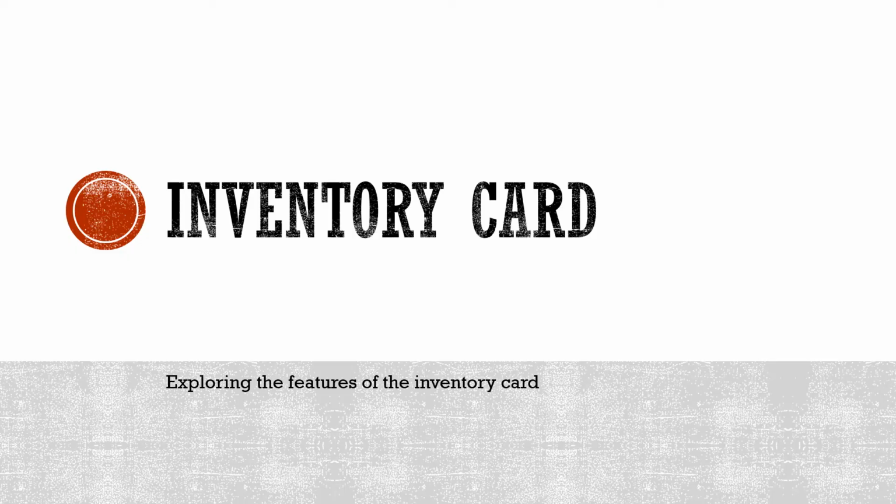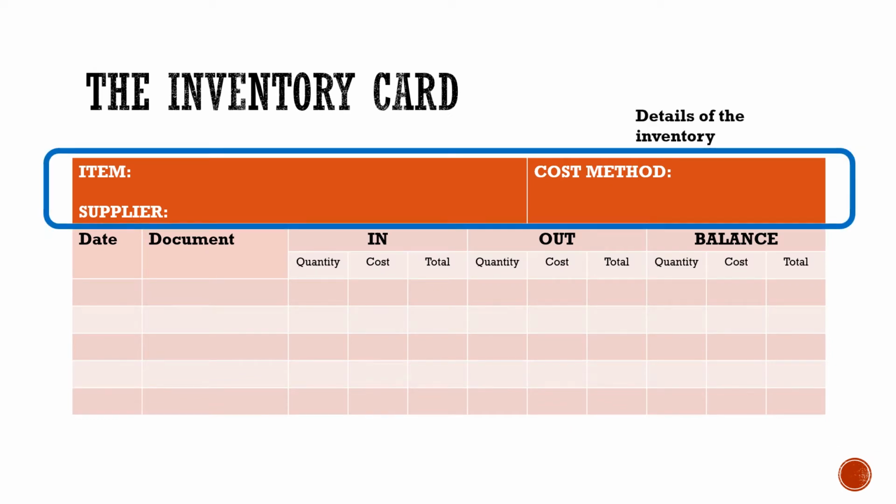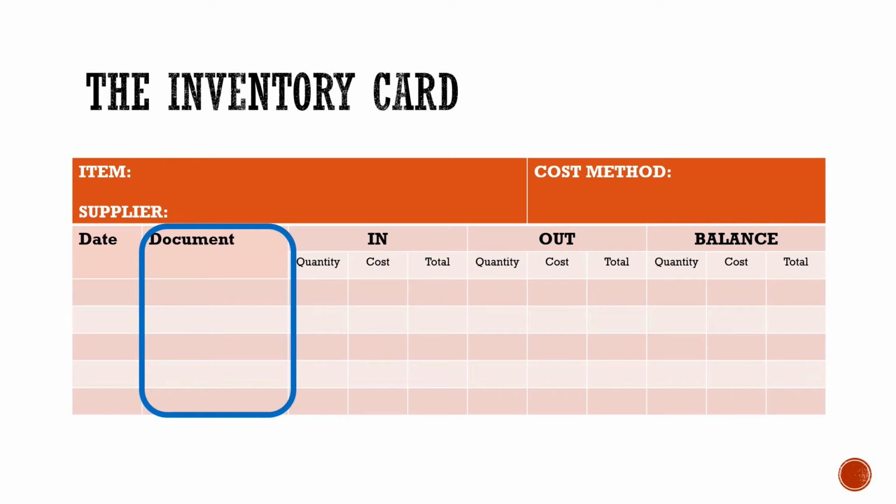First, let us explore some of the features of the inventory card. This is an example of an inventory card. Here at the top, we list the details of the inventory, including the cost method, which we'll be talking a little bit more in detail in this video. Here we record the date of the transaction, followed by the document identification number, which relates to the transaction. So this could be things like check numbers, invoice numbers, and receipts.